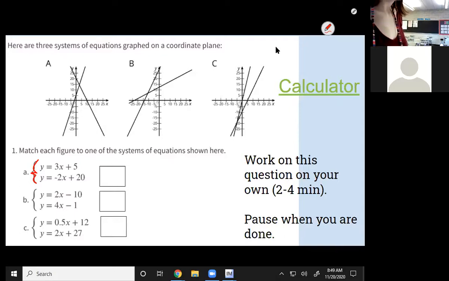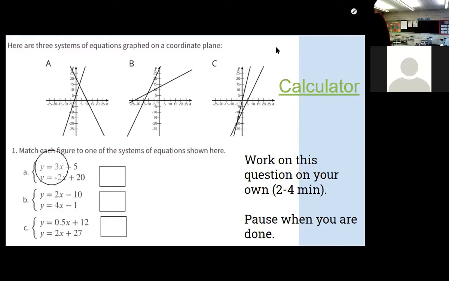Maybe that will actually make a timer noise this time. No, I have a better one here. Here we go. We're taking 2 minutes right now to match those systems of equations with the graphs. Be sure to explain a strategy that you used. Nice job, Max.